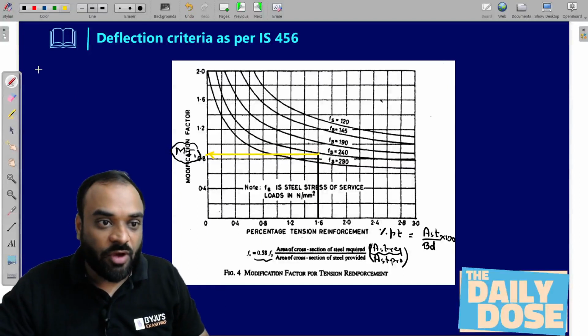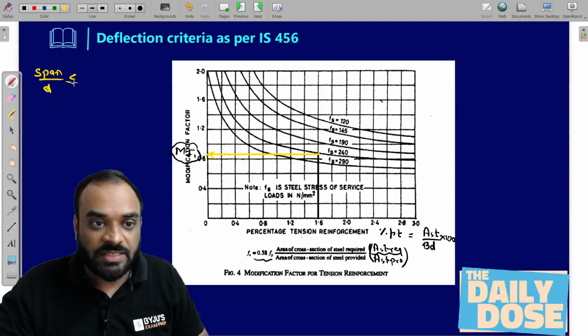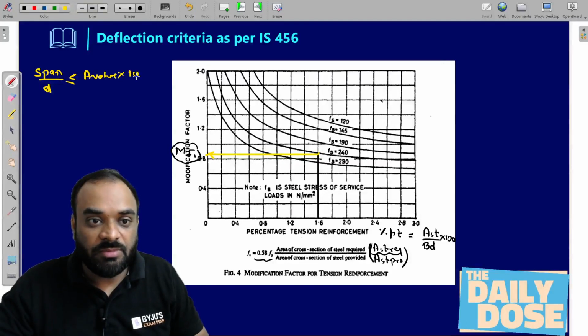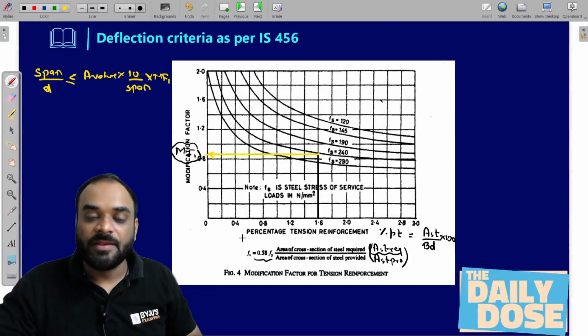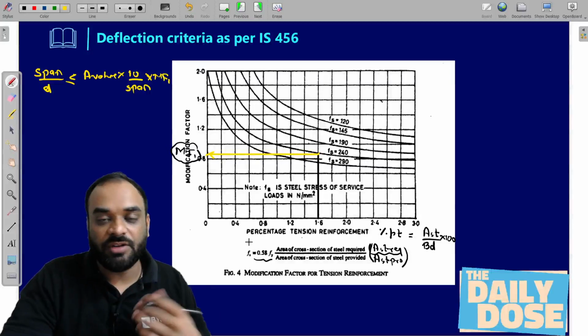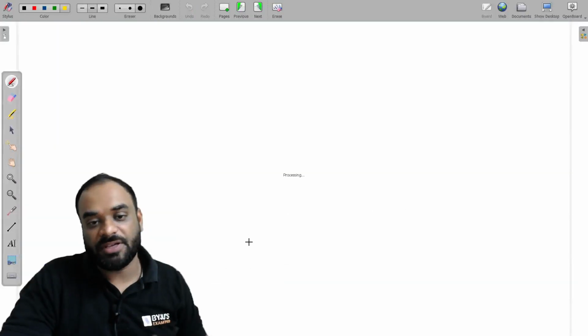Clear? So our formula will get changed. Let us write it down again. Span by d is less than or equal to what? A value. Then A value multiplied by 10 by span, and then it is multiplied by modification factor 1. Clear? Now similarly, guys, we have another modification which is based upon the compression reinforcement.